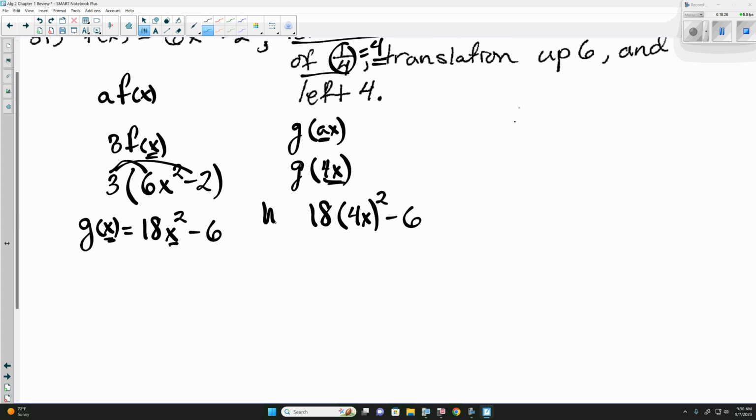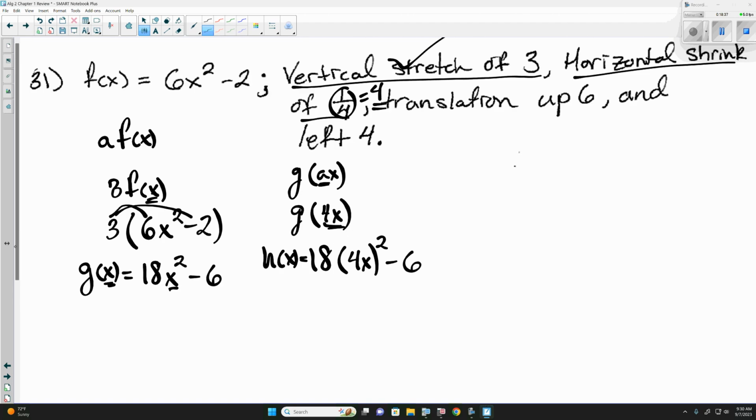Yes. And we can call it h of x. So again, the h of x, g of x, this is just another way to name it. Okay. Vertical stretch of 3, horizontal stretch of 1/4, done. Translation of 6 units up. Up and down is our x plus k. Here we'll say h of x plus k.